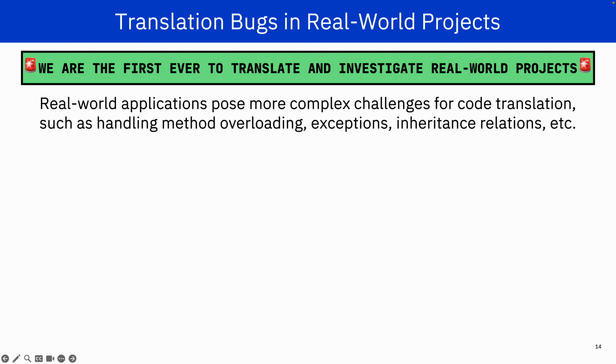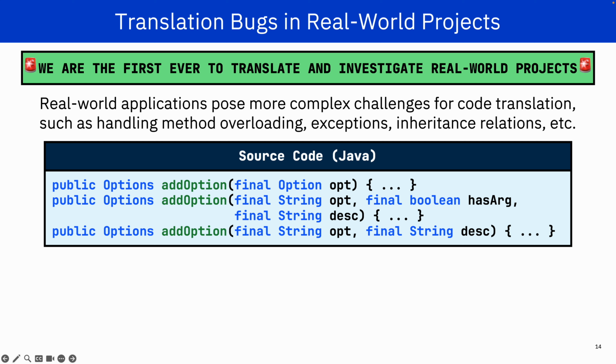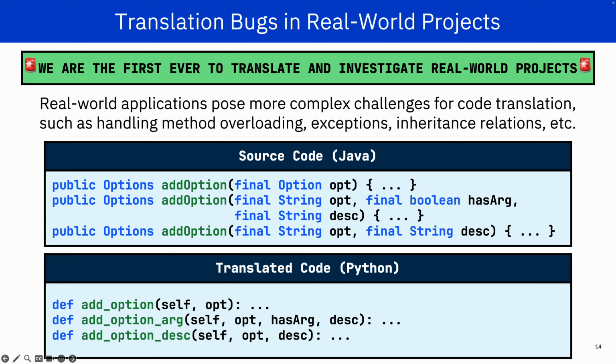Real world applications are much different from crafted benchmarks and have problems like method overloading, exceptions, and inheritance relations between different classes. In this example, we have multiple overloaded add option methods with different signatures in Java, which is absolutely fine. But we used GPT-4, our best performing model, to translate it to Python. It just added some suffixes at the end, which is not the proper way for translating overloaded methods in Python.